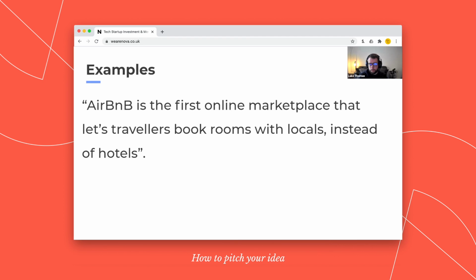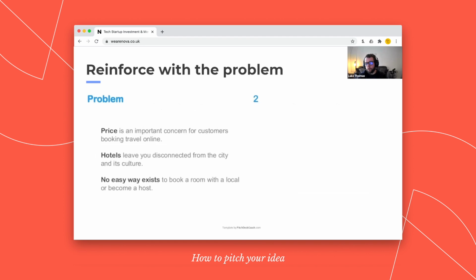Here's what I'm going to do. Big green smiley face. And then reinforce with the problem. So why would travelers rather stay with locals than hotels? Because price is an important concern and we can deliver a cheaper service. Because hotels leave you disconnected from the city and its culture, and we can give you a more immersive experience. And there is no easy way to book a room with a local. You'd have to phone them, find the availability, or look on a myriad of different websites.